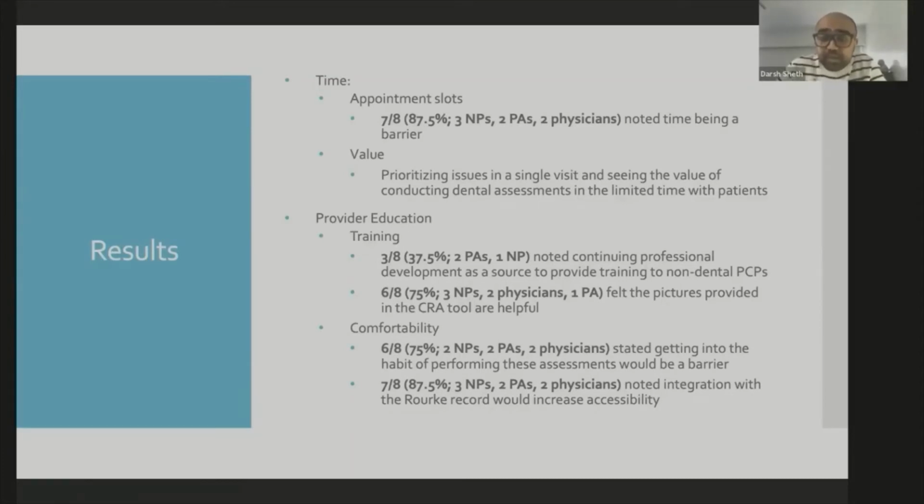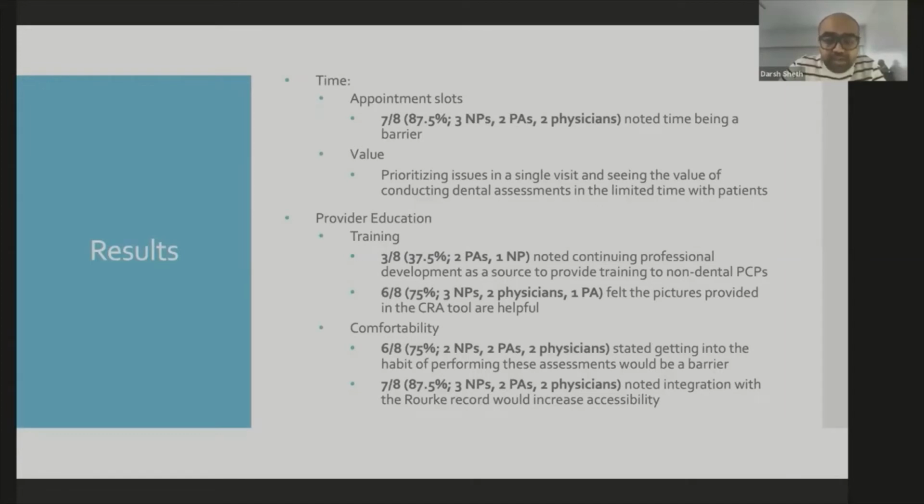So conducting this Caries risk assessment tool and having it in front of you is one thing, but what participants did say was that actually getting into the routine and remembering to fill this out during the appointments would be a barrier in the initial stages. It's something that you do more often, then you start to pick up and get more comfortable and have a reminder to do it. So in the initial stages, that was cited as a barrier to implementation.